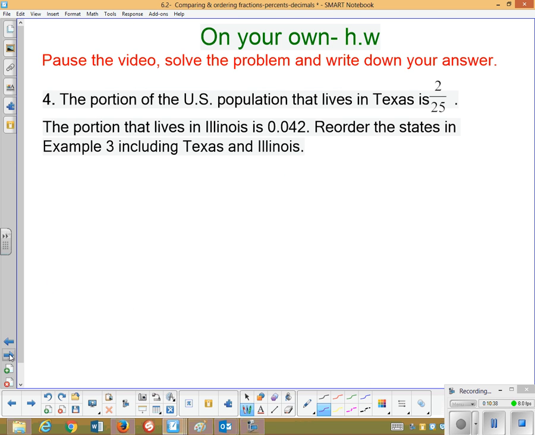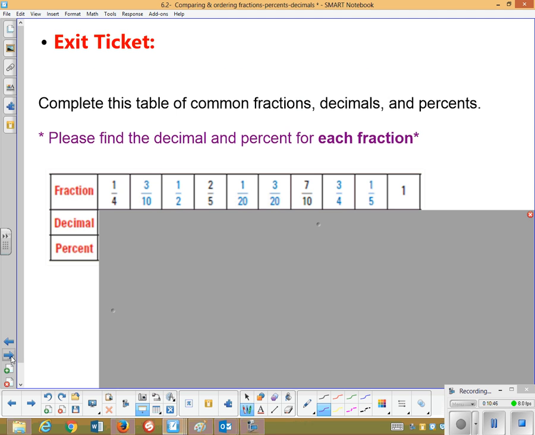Last but not least, if you can do the last question on your own paper, on that separate sheet of paper that you have, and that will be it for the on your own portion. So one more thing you need to do for me is the exit ticket. Now, please complete the table below by copying down the table exactly the way you see it. And you're going to make a fraction, decimal, and percent column or row. And for each one, you're going to find the decimal and percent for it.